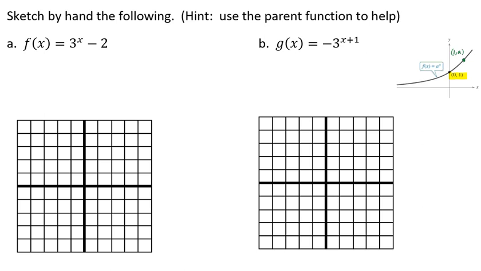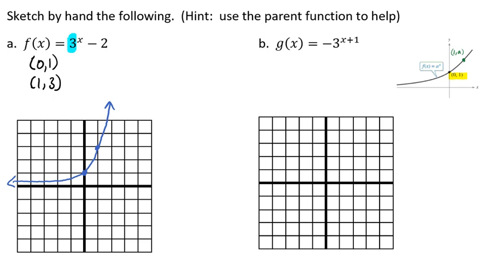So remember, notice that we have a point at 0, 1 and a point at 1, a. And the a is our base. So we know that we're going to have points at 0, 1 and at 1, a, where our a is our base. So also at 1, 3 for our parent function. So we'll go ahead and we'll graph that. We'll do it in blue. So 0, 1, and then 1, 3. And then we're going to go ahead and graph that.